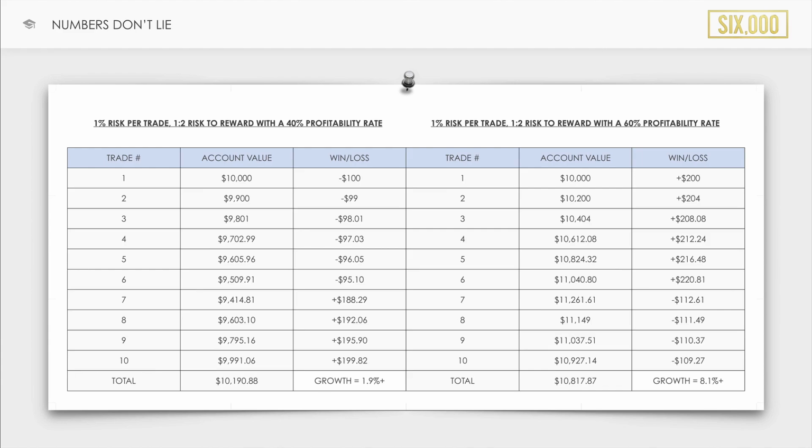You're risking 1% of $9,414 at trade number 7. Remember, you're risking 1%, but you're making double, which means you made $188.29. Now you can see by the end of, let's say this is a trading month, for example, you have a bad month in trading, you lose 6 trades, you only get 4 right, you have 4 profitable positions.